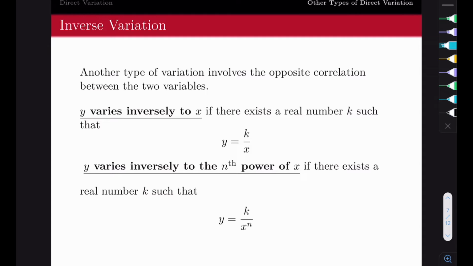We can have the same kind of thing. We can have varies inversely, and we can have varies to a certain power. The only difference in this case, instead of taking K and timesing it by the variable, inversely means we're taking the constant of variation and dividing it by the variable. And then when it's a power, it's the same thing. You're going to take the constant divided by the variable to whatever power they give you.